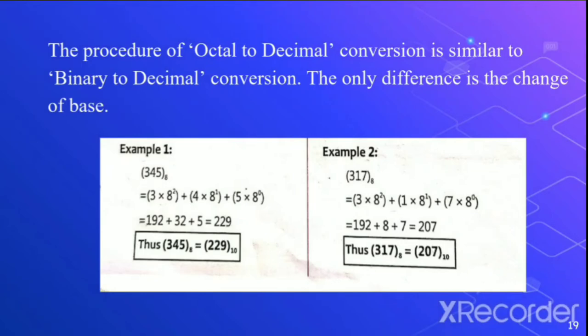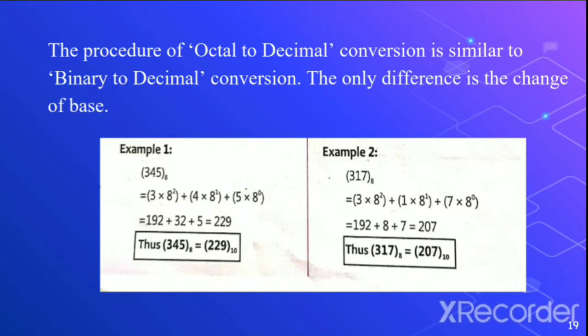Next is, how do we convert octal number system into decimal number system? See, in this the conversion is same as we did in binary number system. The procedure is same as we converted binary number system into decimal number system, and the only difference is that there is a change in base. As in binary we had the base as 2 because binary number is having only 2 digits, that is 0 and 1. So its base is 2, whereas in octal number system we have 0 to 7 numbers. That means in total we are having 8 digits, so its base is 8.